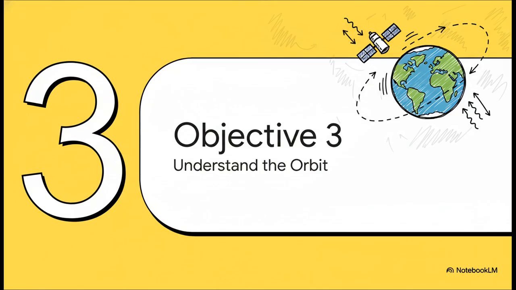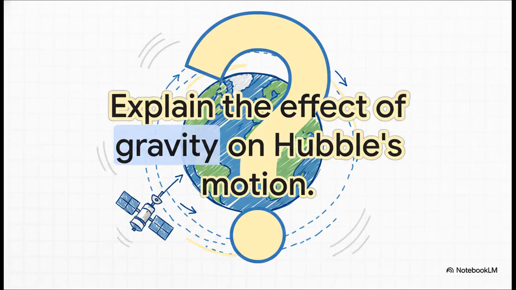We know Hubble is orbiting the Earth, and we know our planet's massive gravity is constantly pulling on it. So that leads to a pretty big question, right? Why doesn't it just fall out of the sky? This question gets to the heart of it. It's all about the delicate dance of orbital mechanics. Let's break down exactly what gravity is doing to Hubble's motion up there.